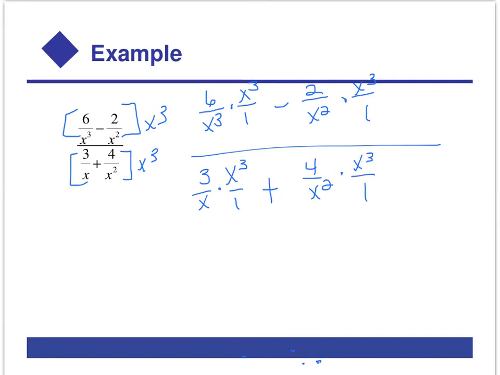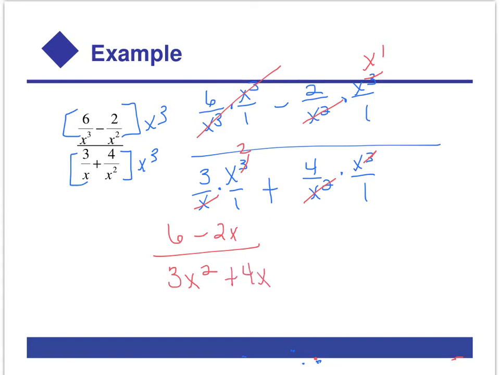Now we're just going to simply start cleaning up. These X thirds cancel, so we get 6. This becomes X to the first. So now we have minus 2X over, this cancels here and becomes X to the second. So that gives us 3X squared. And then this cancels here and here and leaves just an X. So we get plus 4X.